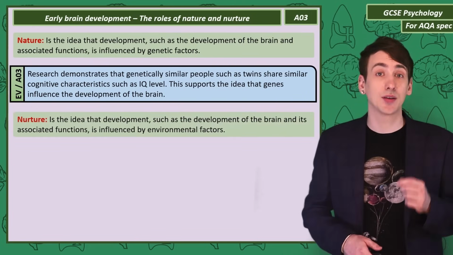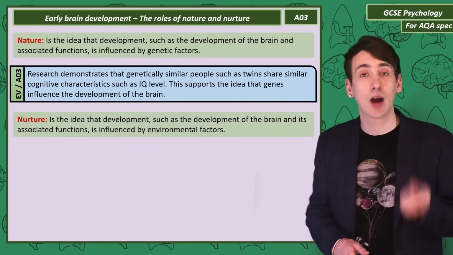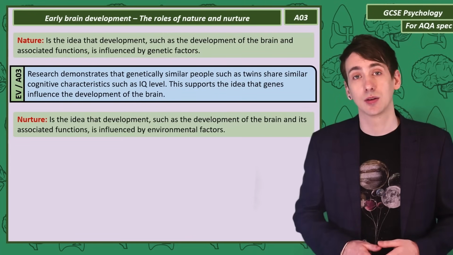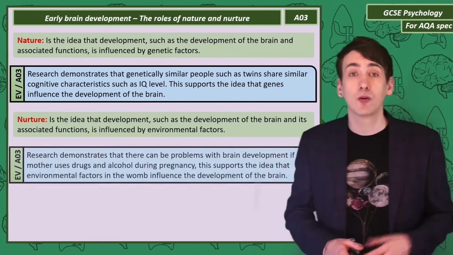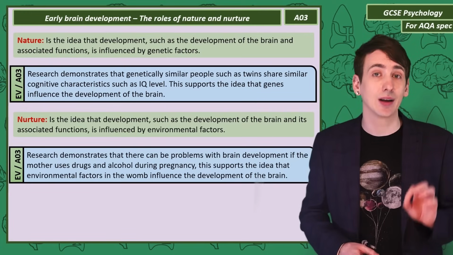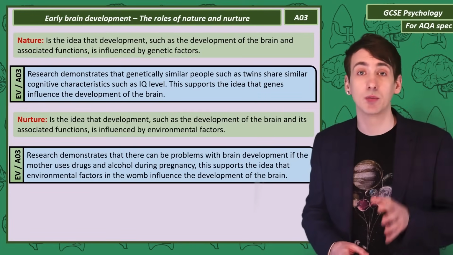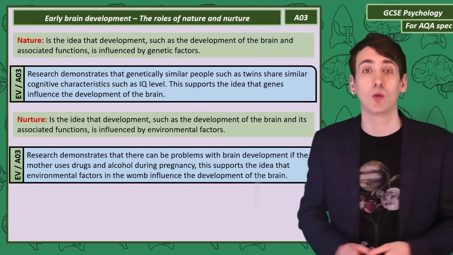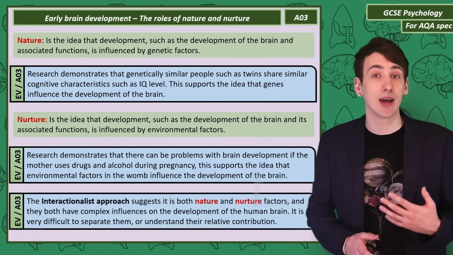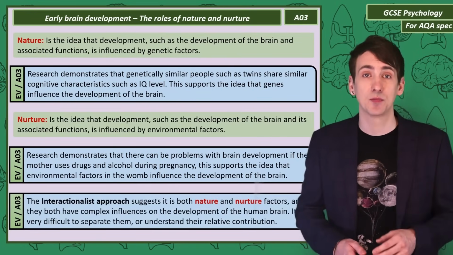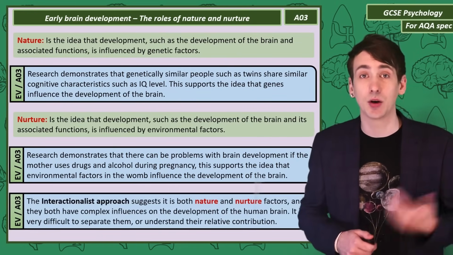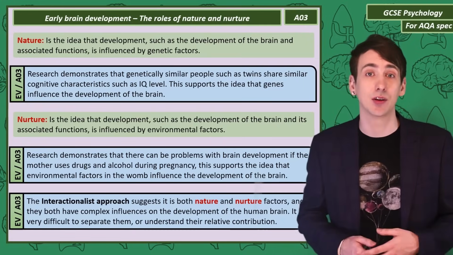Nurture, on the other hand, suggests that brain development results from an interaction with the environment. And there's evidence for this too. Research shows that a fetus's brain can be damaged in the womb if the mother abuses drugs or alcohol while pregnant. But most psychologists take the interactionist approach, that there's a complex combination of both nurture and nature influences that create the developing brain.